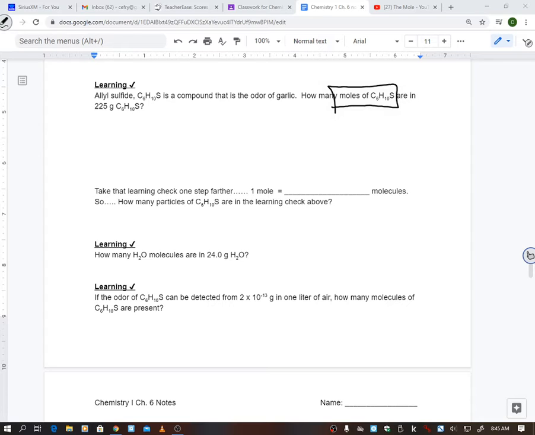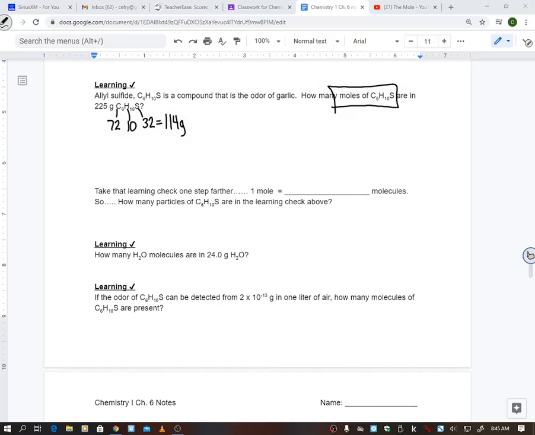So carbon is 12. If you look at the periodic table, it has a weight of 12, but there are 6 of these, so that's really 72. Hydrogen weighs 1, but there are 10 of them, so that's going to be 10. And sulfur, if you look at the periodic table, has a mass of 32. So all of that added together is 114 grams.